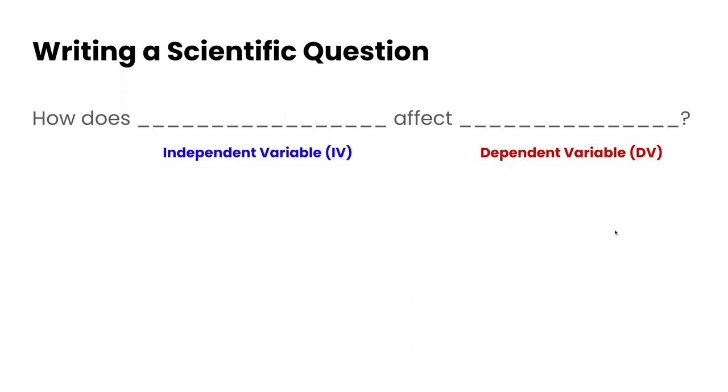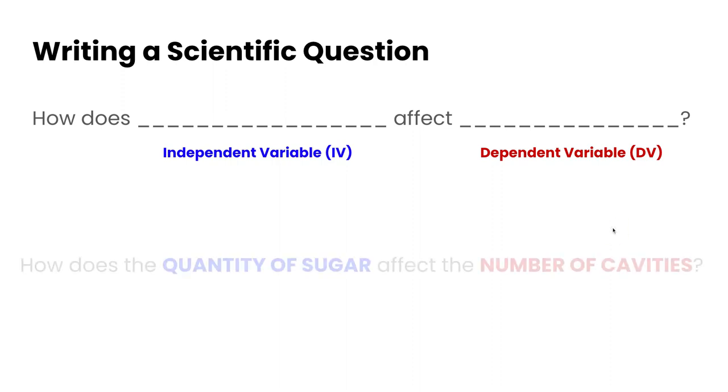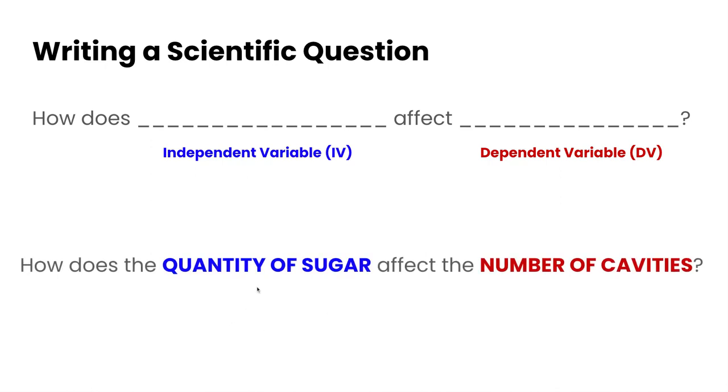Or in the example of our toothbrushing folks, how does the quantity of sugar, because that was our independent variable, affect the number of cavities? So you should always use this sentence frame as you're developing your scientific question, always with our independent variable in the first spot here and our dependent variable in the second spot here. That's it then for this lesson. Let's move on to our next task.